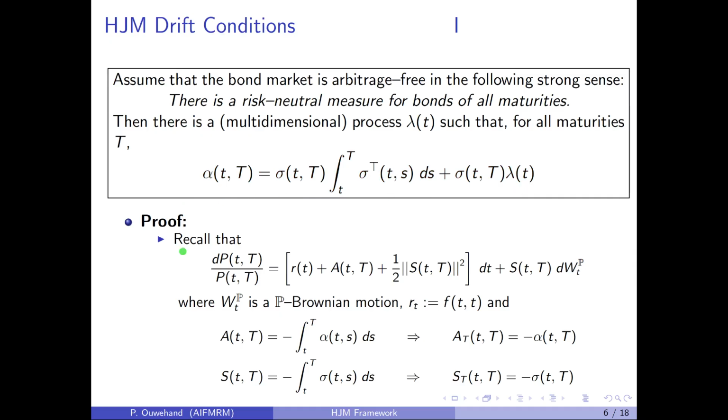Here is the proof. From the previous slide, we can obtain the bond price dynamics from the instantaneous forward rate dynamics as follows. Here capital A is given by the negative of the integral of alpha, which means that if we take the derivative of capital A with respect to the maturity variable, we get minus alpha. And similarly, the bond volatility S is given by the negative of the integral of the instantaneous forward rate volatility, which means that the partial derivative of S with respect to the maturity variable is equal to minus sigma.